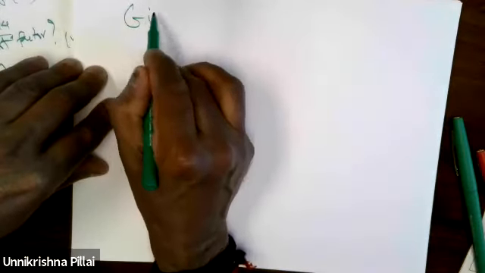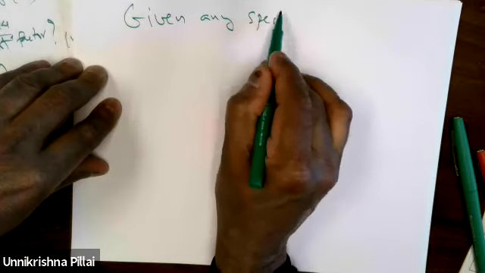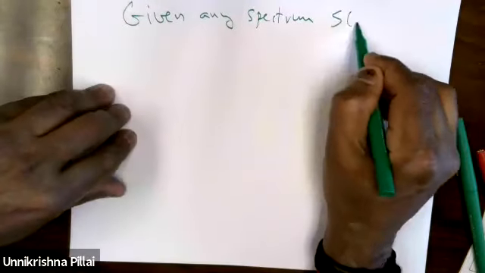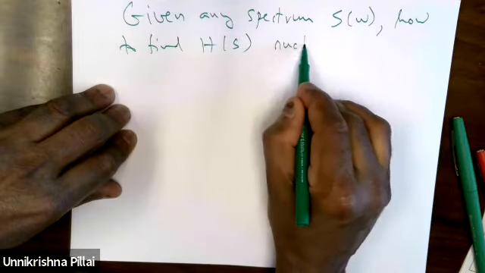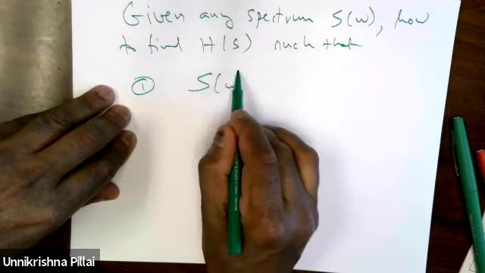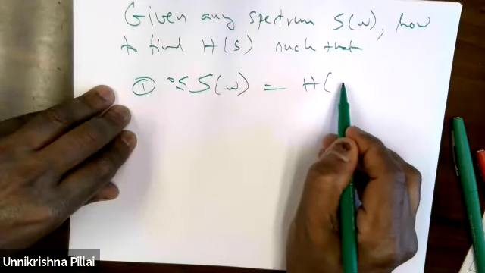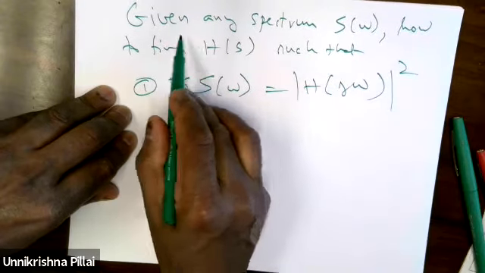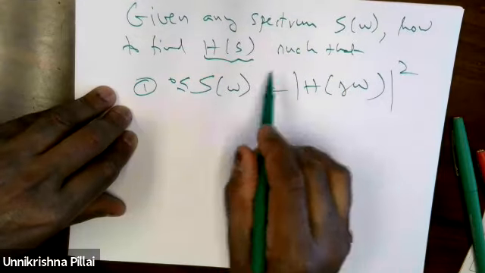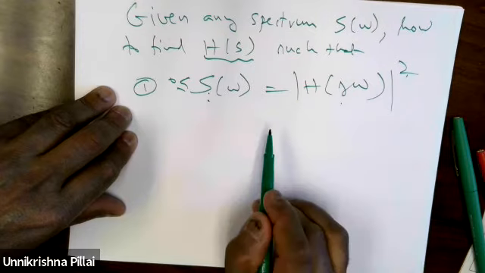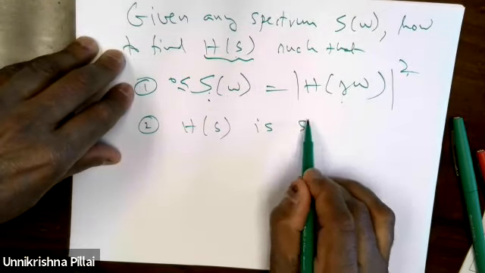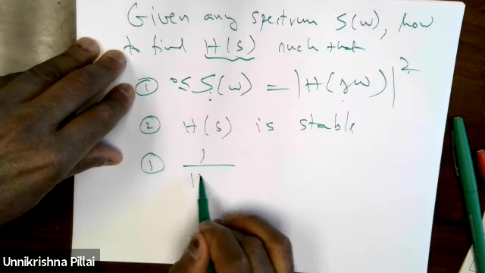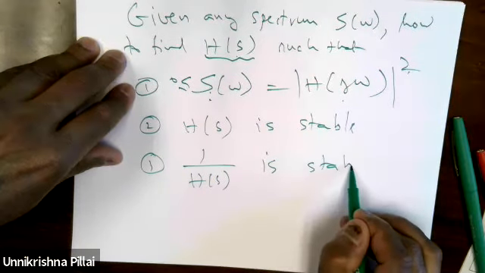So what is the problem? The problem is this: given any spectrum S omega, which is a non-negative function, how do we find a filter such that the spectrum is the square of the filter transfer function? The second condition is, of course, that we want this filter to be useful, so we want it to be stable. And sometimes, as you will see today, you want the inverse also to be stable. These are the conditions.